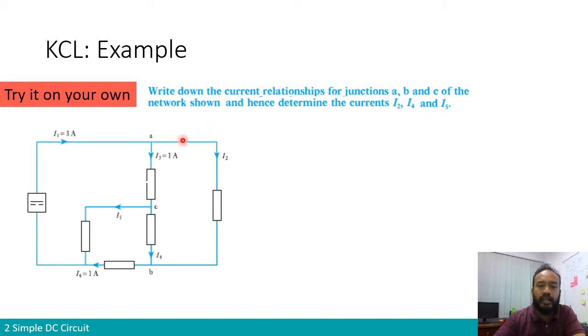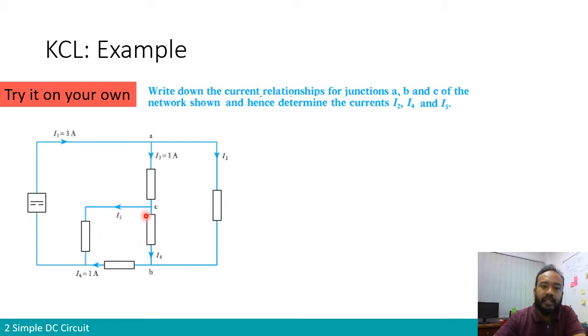So I2 is the current that is circulating in this branch through this resistor. It gets out of node A and gets into node B, right? So there is a relation between node A and node B. I4 is the current in this particular branch that gets out of node C and gets into node B. And what about I5? Where can I find I5? So I5 is over here.